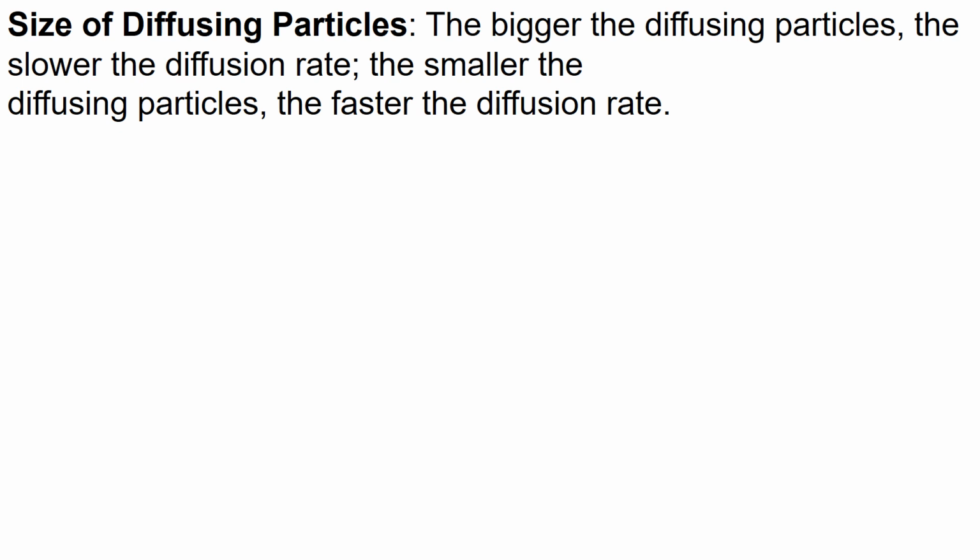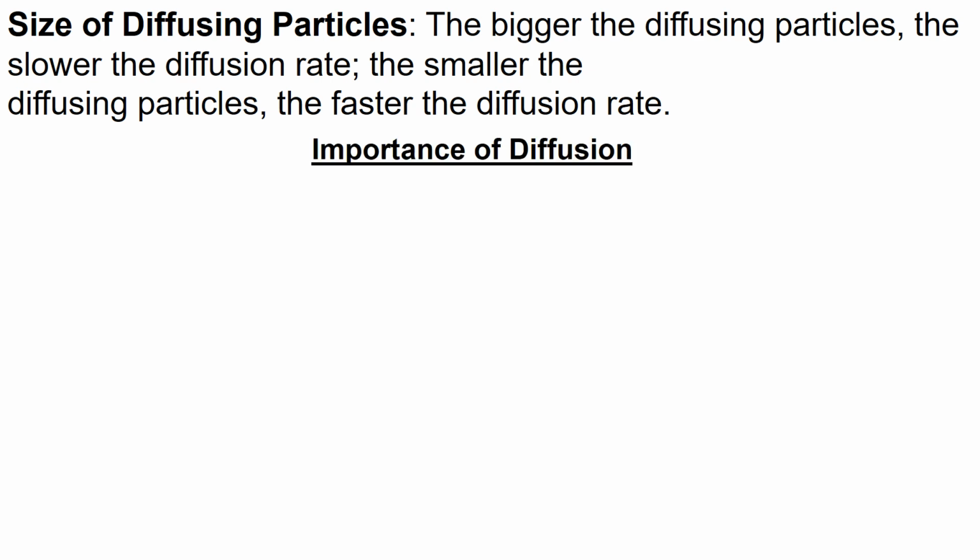Look at this example. That's why even when we are eating, for easier digestion, you need to crush the food into smaller pieces. Why do we do that? So that diffusion, or rather digestion, can happen fast. That symbolizes that smaller particles make diffusion fast, while larger particles make diffusion slow.